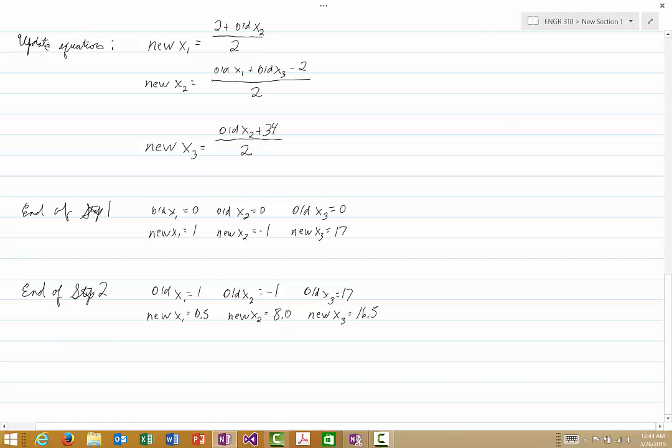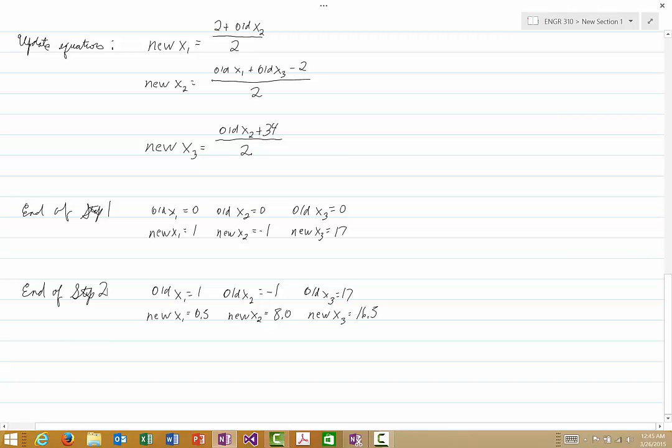Now, still you can see that there's big differences here at the end of step 2. Big differences between the new x's and the old x's. Maybe not such a huge difference between new x3 and old x3, but certainly big differences between new x2 and old x2, and a fairly large difference, at least percentage-wise, between new x1 and old x1. So we would go again.